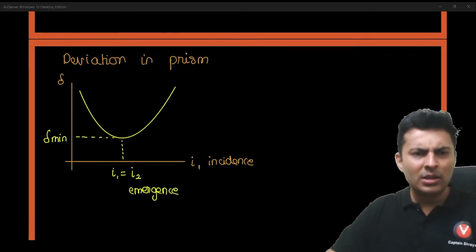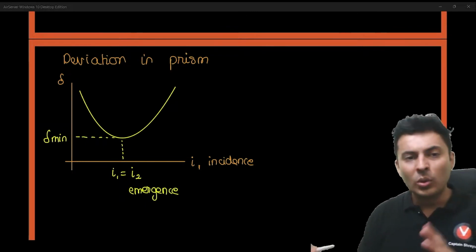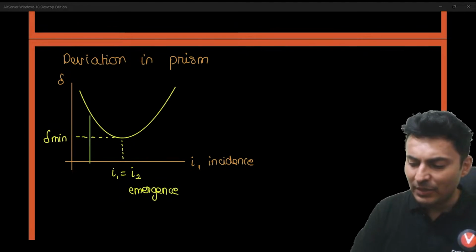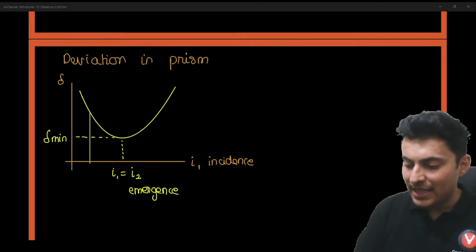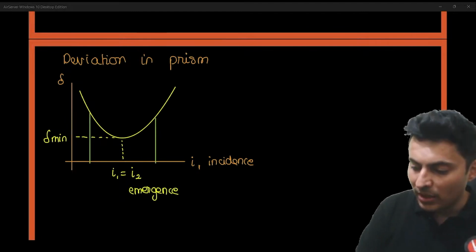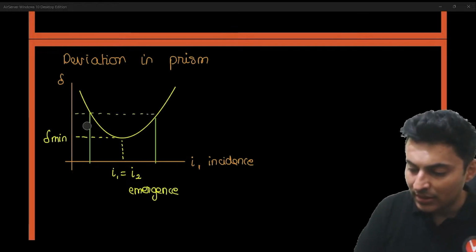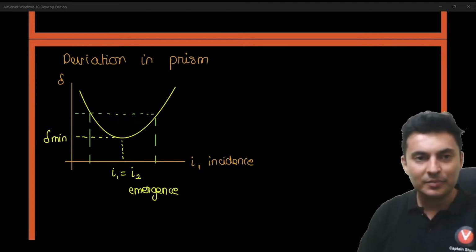It is also found for most angles which are close enough to the minimum deviation. You will see the graph is symmetric. If you go some units here, and then go the exact same units on the other side, you will also find the same amount of deviation on either side.